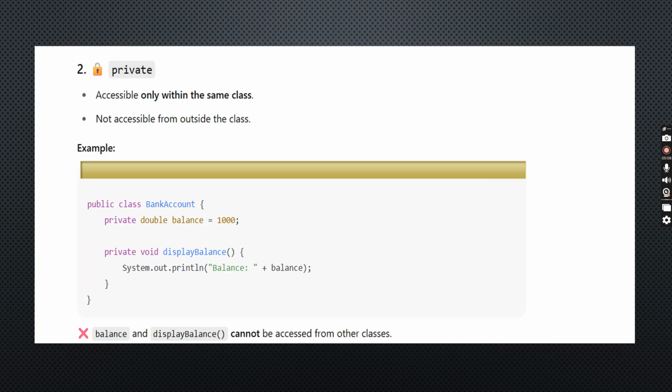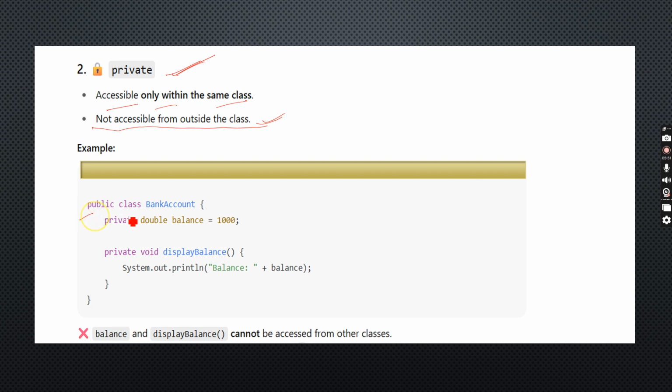Next we see a second example, private. Private is accessible only within the same class. You cannot access private members in another package or another class. You can access them only within the same class, not from outside the class. What I am saying is that you can access private only within a class, not outside the class. Okay, let's see an example.